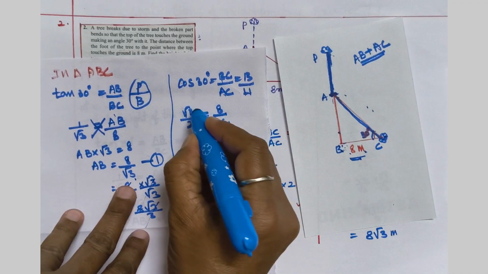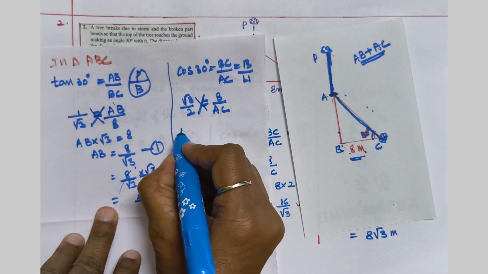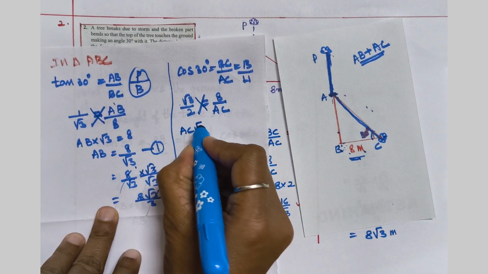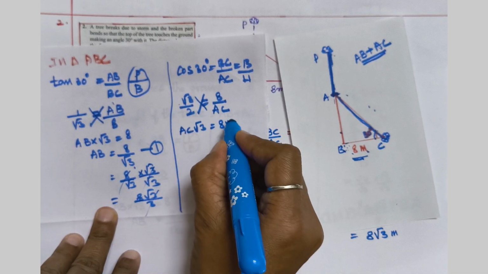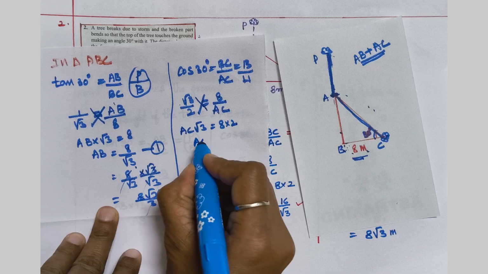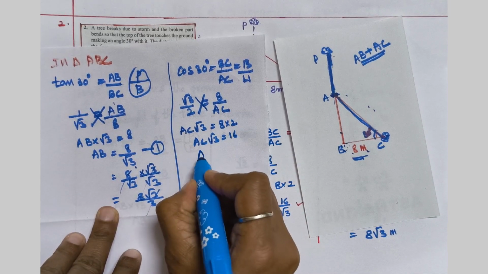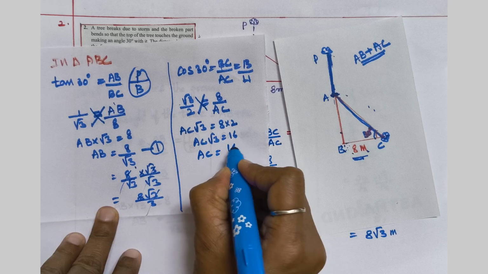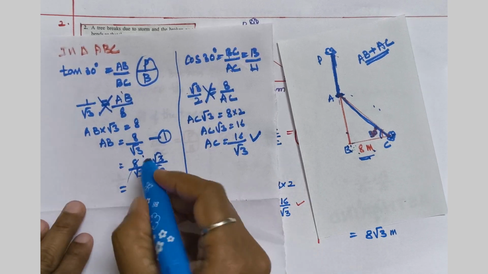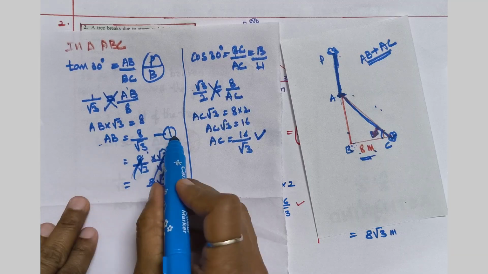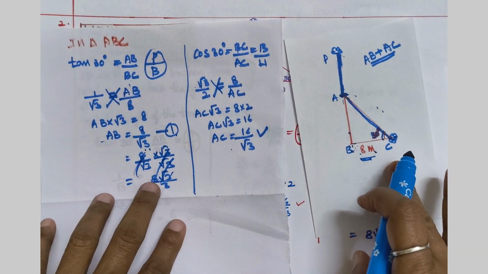Okay. Now you do the cross multiplication. Cross multiplication means AC root 3 is equal to 8 into 2. So AC root 3 is equal to 16. AC is equal to 16 by root 3. Okay. Now you got the AB value 8 by root 3 and the AC value 16 by root 3.